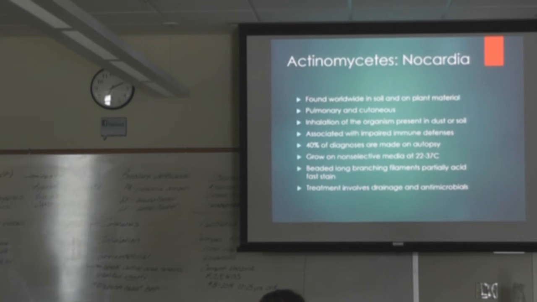Okay? But it's associated with impaired immune defenses, number one. The other thing, too, is that it's going to grow in non-selective media, 22 to 37 degrees Celsius. Long branching filaments, and they're going to be partially acid-fast stained. That's going to be your best way of looking at those, is partial acid-fast stain. And then treatment is going to involve drainage of the wound and antimicrobials. Okay? But people who survive often suffer significant tissue damage.